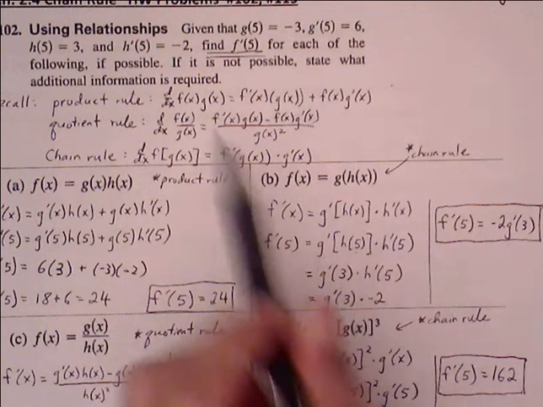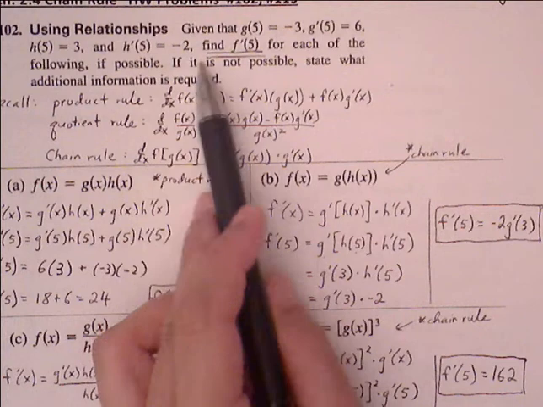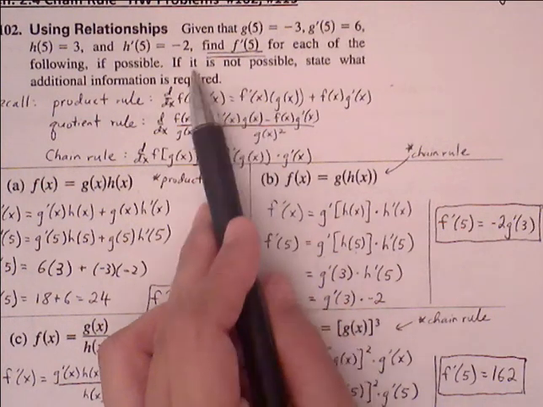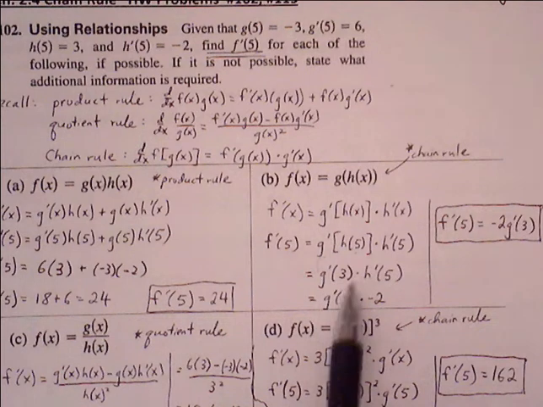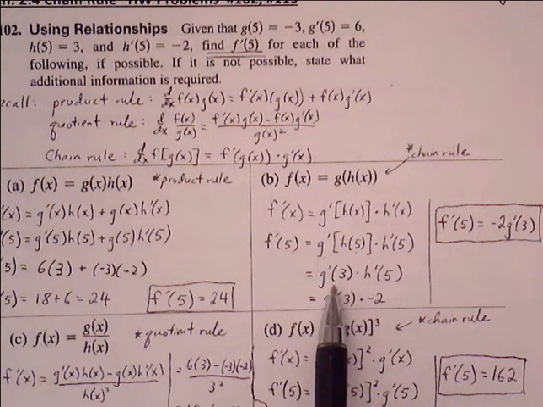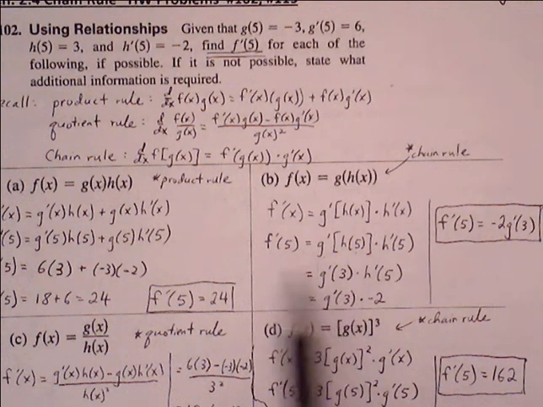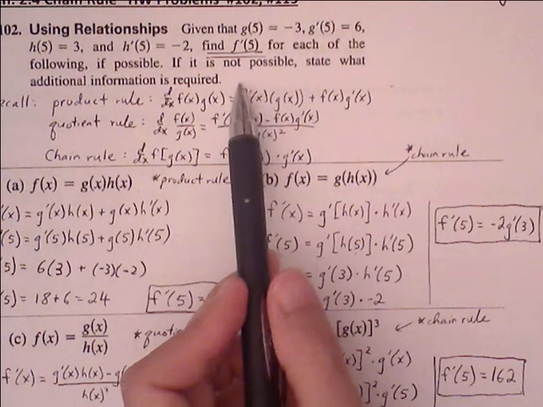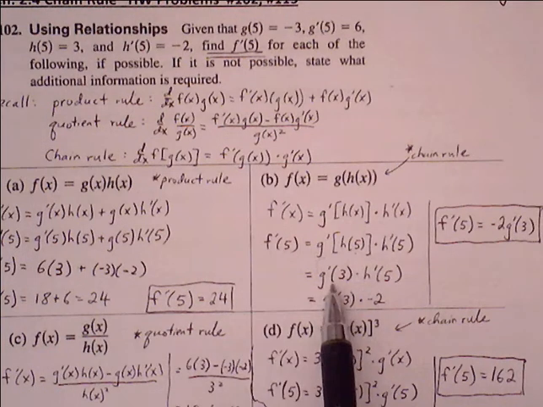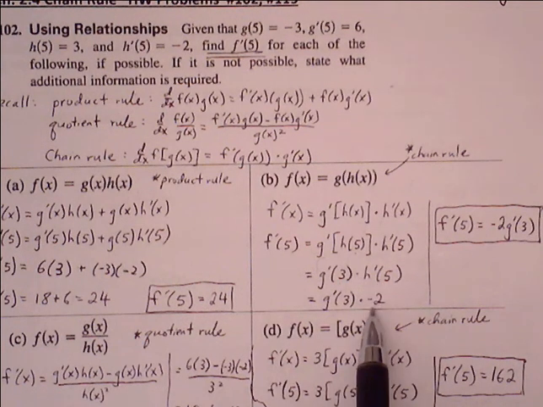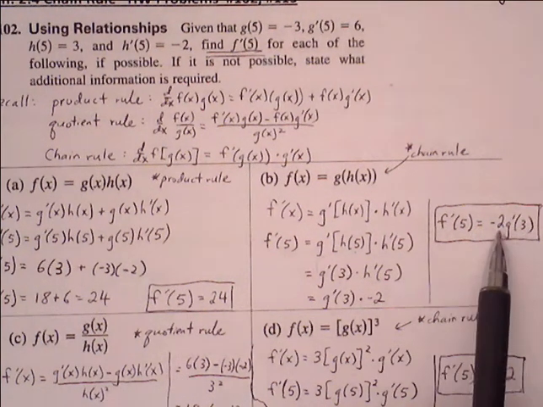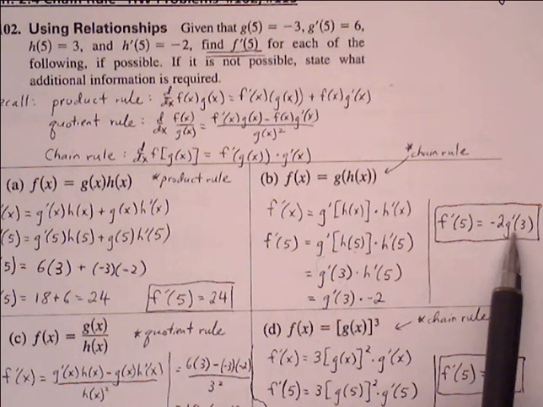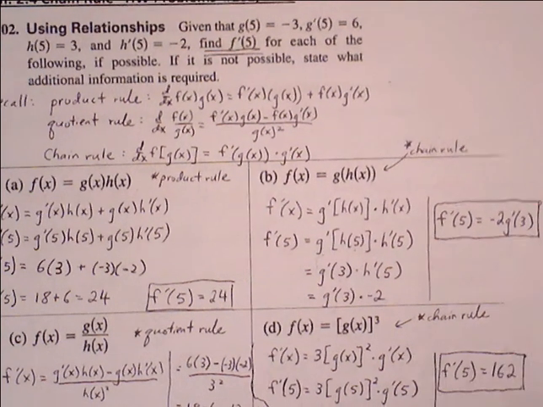g prime of 3 is not given to us, so we have to leave it alone. We are unable to go any further than this, so this is going to be part of our answer. It says if it's not possible, state what additional information is required. So we're going to leave g prime of 3 alone. We do have a value for h prime of 5, which is negative 2. So f prime of 5 is negative 2 times g prime of 3, or whatever g prime of 3 is. This is as far as we can go with part B.